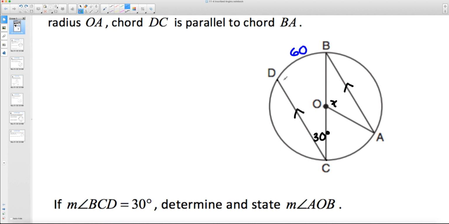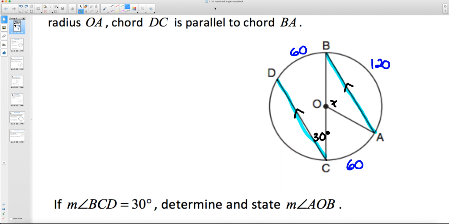Then we could say, well, DC and BA are parallel, which means that if this arc DB is 60, then this arc CA is also 60. So we have two arcs here. This is a diameter. Think about what a diameter does to a circle. It cuts it in half. So this side is 180, and this side over here is 180. So I could label this as 120.